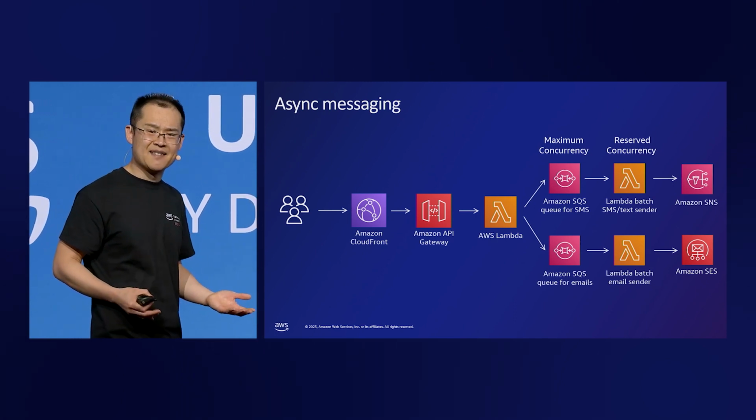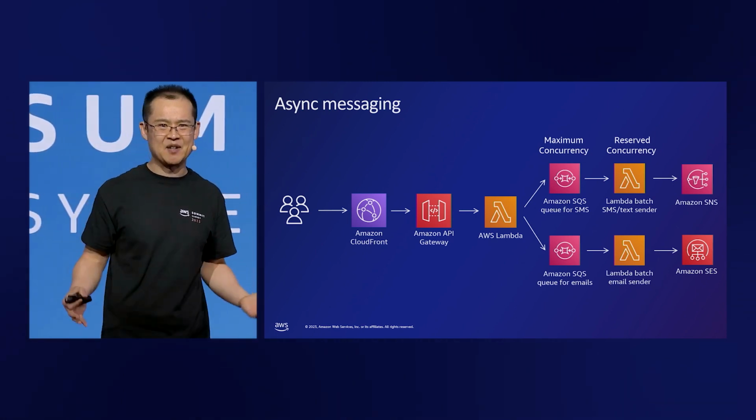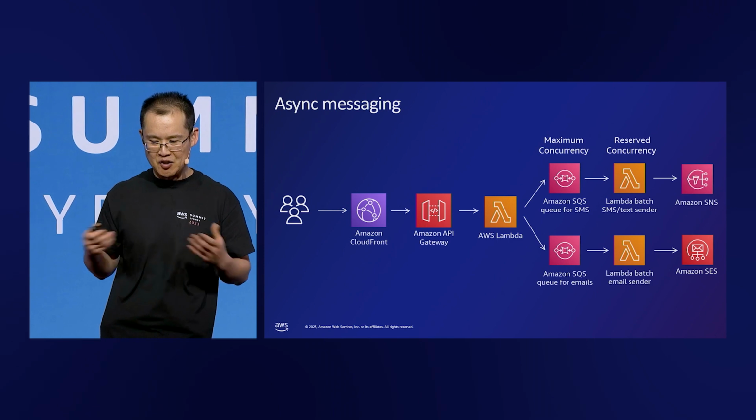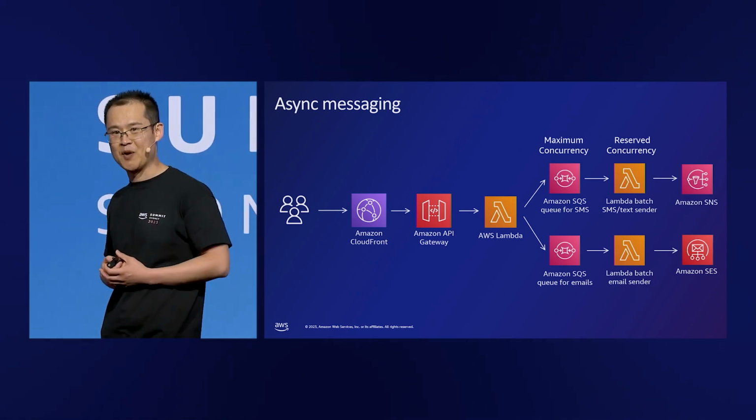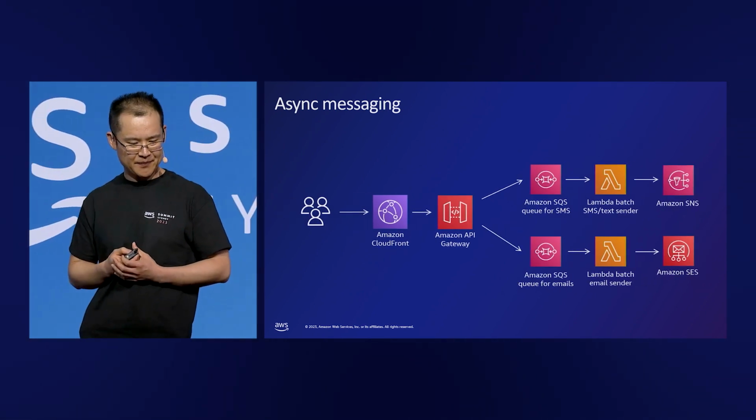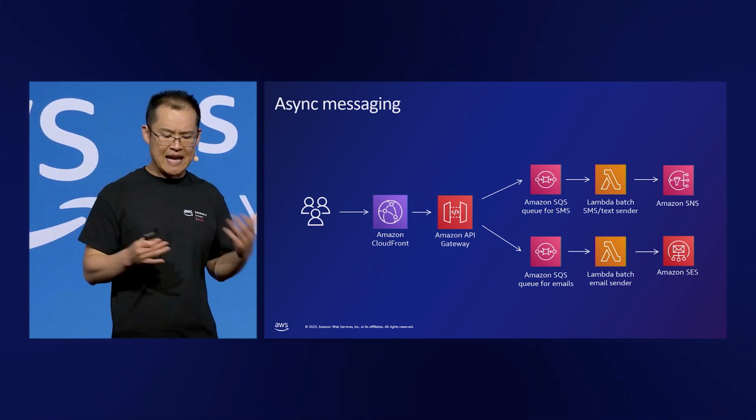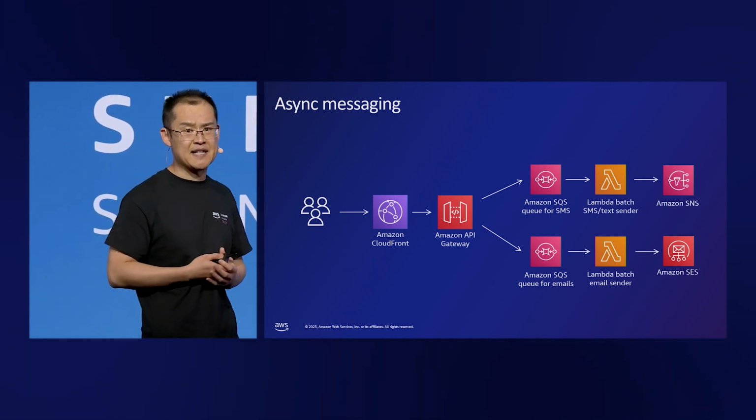What is even better is that API Gateway has native integration with SQS, so you don't need a Lambda function to enqueue the requests. This further reduces the Lambda concurrency needed to execute asynchronous requests.